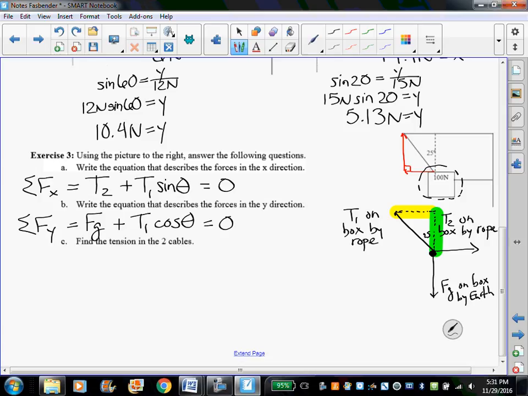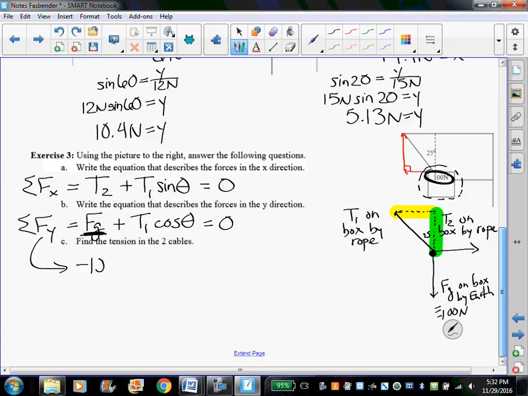Now I want to find the tension in the two cables, and these two force equations will help me do that. Because I really only know one thing. I just know this 100 newtons, and that's the force of gravity on the box. So we know that this Fg is 100 newtons. And since it's down, we would even say it's negative 100 newtons. So I know what this number is in my net force equation for the y. And if I look, that means the only thing I don't know would be T1.